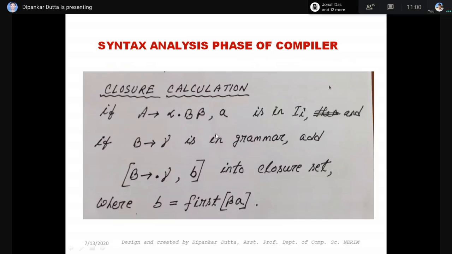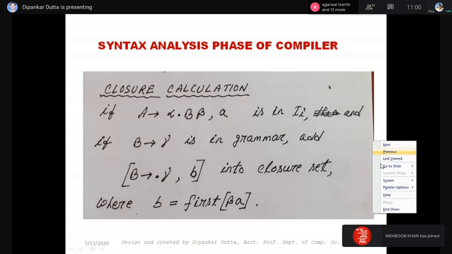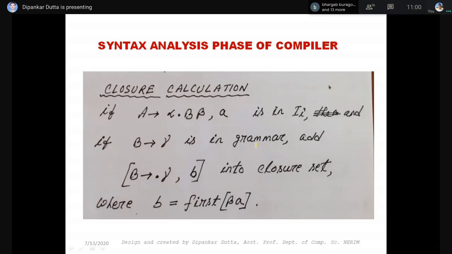So now come to the closure calculation part. How is the closure set calculated for CLR parsers? Almost the rule is the same as the previous one, but a little bit of difference is there because the number of look ahead is 1 here. And in the canonical item set, this look ahead will be represented this way. This is the look ahead.